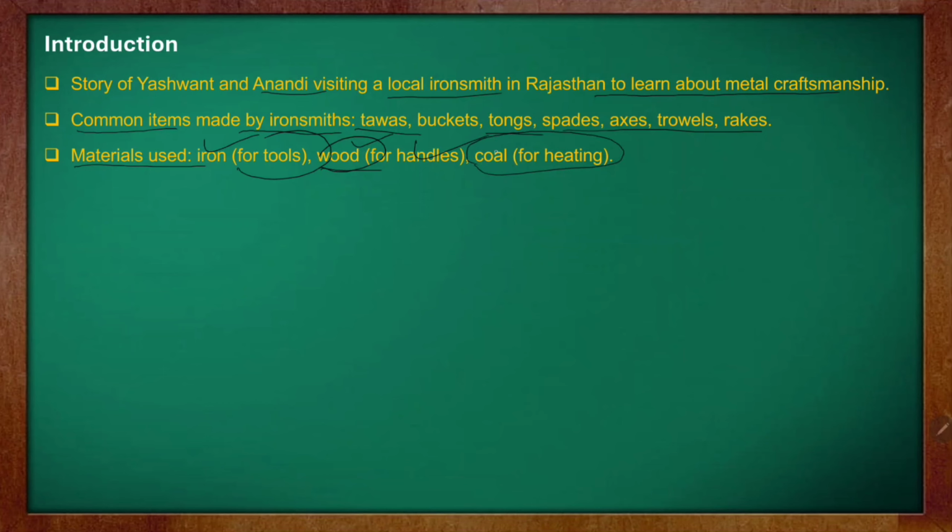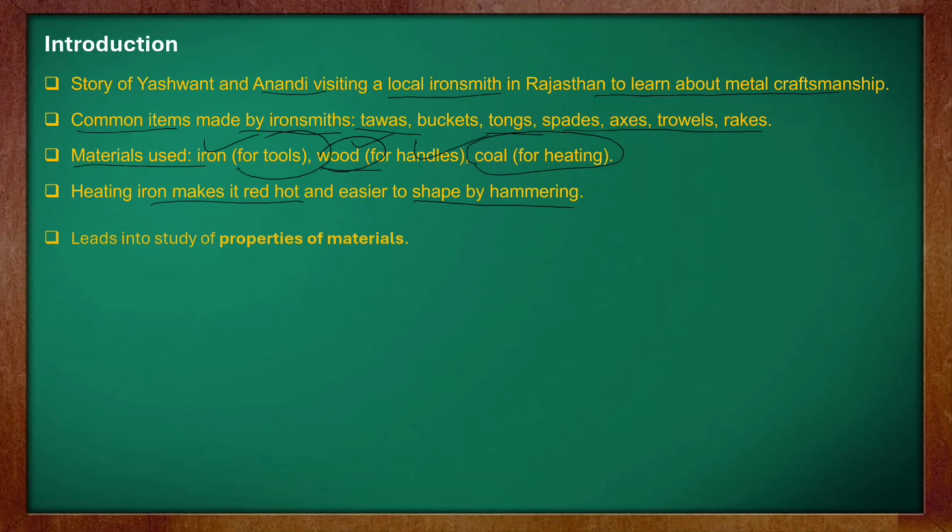And for heating, he said that he used coal. Why? Because heating makes iron red hot and easier to shape by hammering. He was giving the desired shape by hammering after heating the iron and making it very red hot. On that condition, he started giving it shape by hammering, and you can see the image in your book also. All right, and this leads into the study of properties of materials.